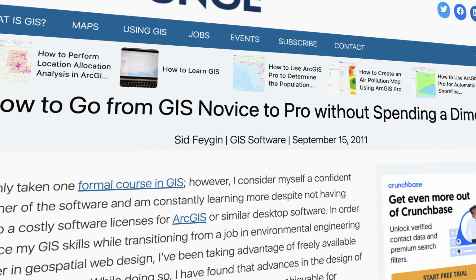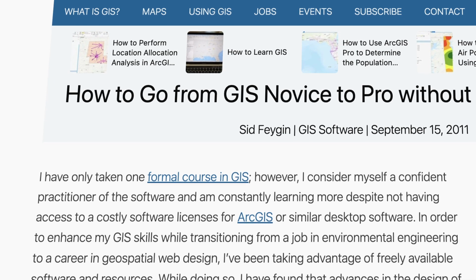So let's take a look at these terms side by side and start to dive in and understand what they mean. Let's take a look at this article from GIS Lounge, which I think does a pretty good job of summing it up right here. So let's take a read of this first paragraph. I have only taken one formal course in GIS.